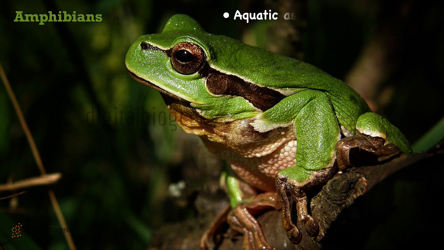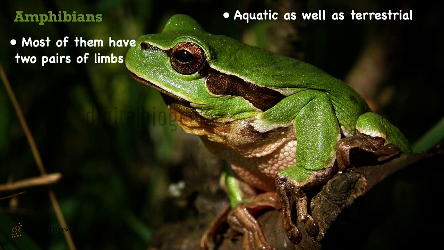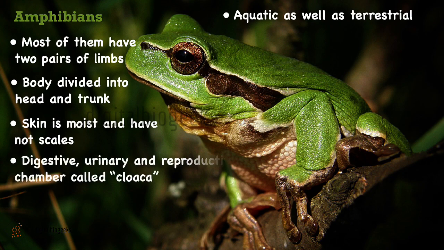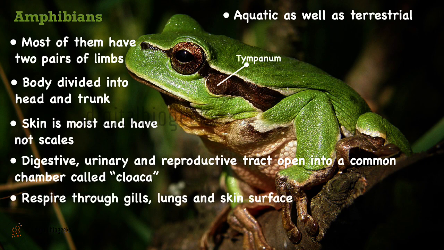Amphibians. They are aquatic as well as terrestrial. Most of them have 2 pairs of limbs, fore and hind limbs. Body is divided into head and trunk. Their skin is moist and has no scales. Their eyes have eyelids. A tympanum is present representing the ear. Their digestive tract, urinary tract and reproductive tract open into a common chamber called cloaca that opens to the exterior.